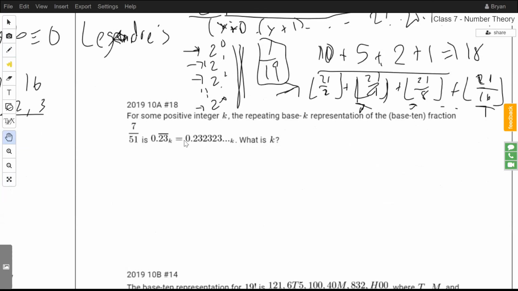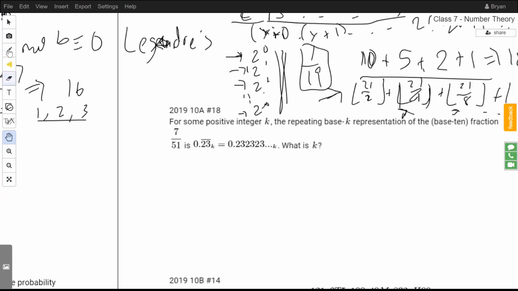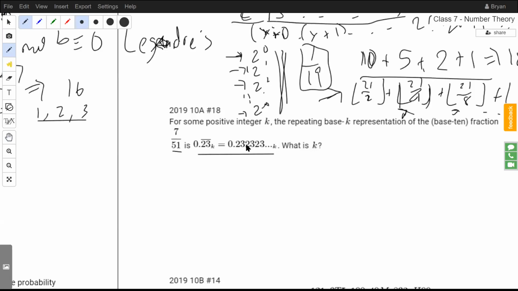Problem. You have that for some positive integer k, this expression in base k is going to be 751, and we want to find what k is.